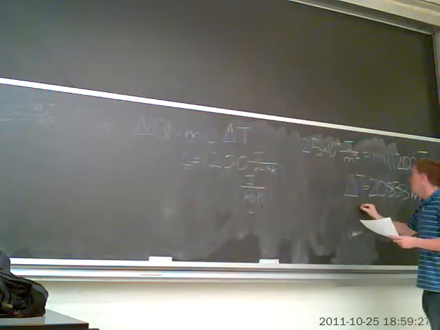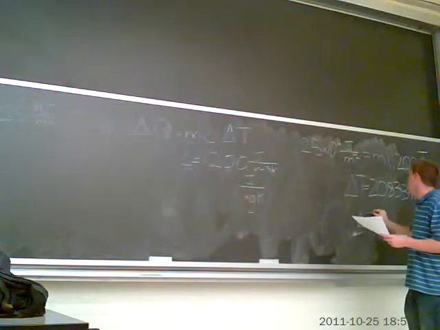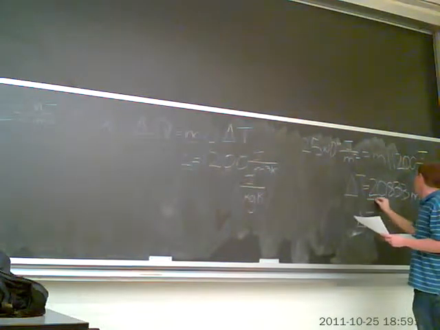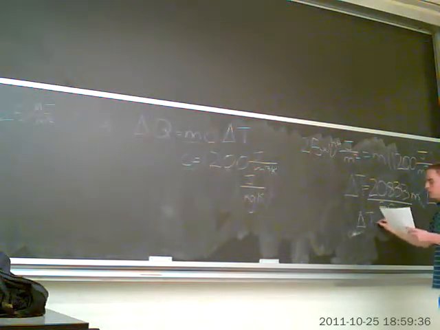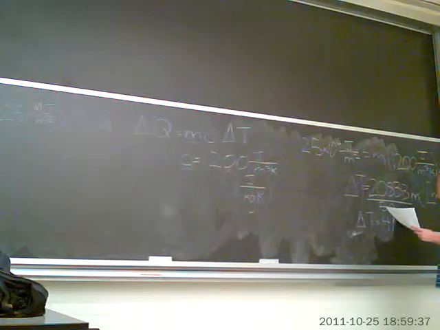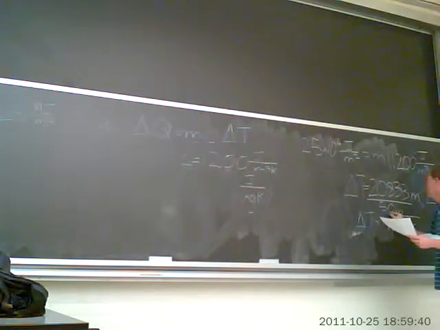So I'm just going to divide this by 50 meters, and I get delta T equal to 417 Kelvin. When I see 417 Kelvin, that's when I think, oh no, that doesn't make any sense. But then you've got to sit back and look at what we're doing.